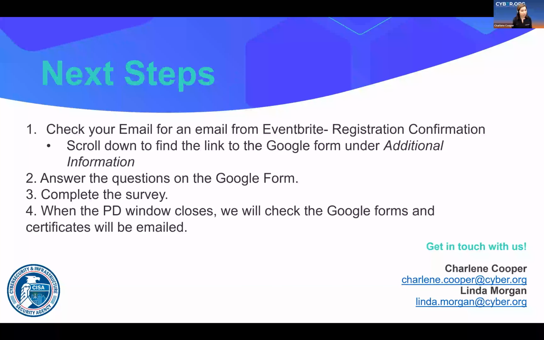Again, as a reminder, check your email for an email from Eventbrite. The subject line will probably be registration confirmation. Scroll down to find the link to the Google form under additional information. Answer the questions on the Google form. Complete the survey. Your feedback is very important to us. The very last question on that Google form has a link to a survey. We ask that you please fill that out. We would greatly appreciate that. And then there's a box to mark, did you complete the survey, yes or no? And then the fourth and final thing is when this PD window closes, we will check the Google Forms and those certificates will be emailed.